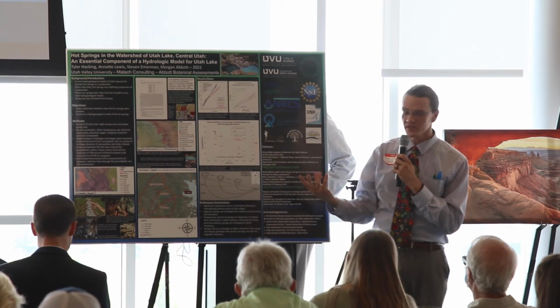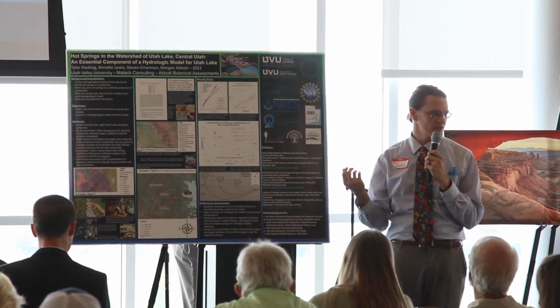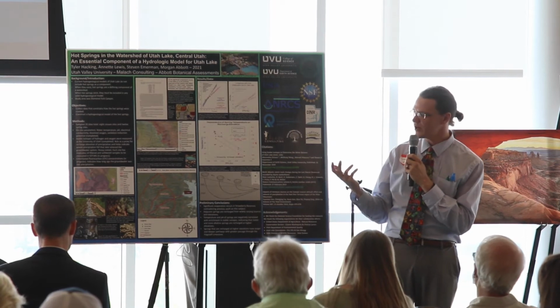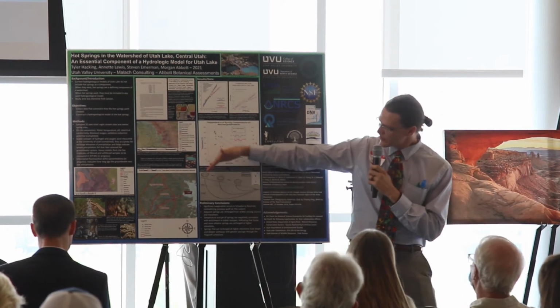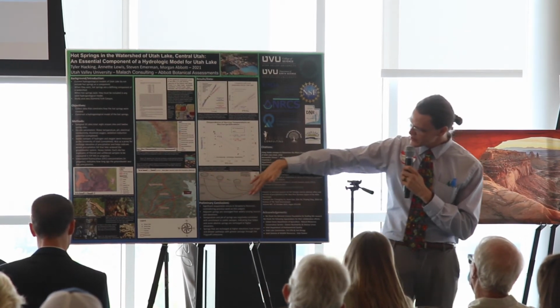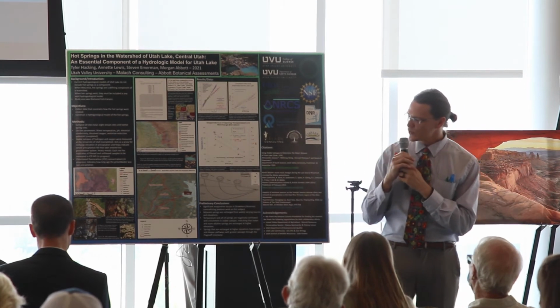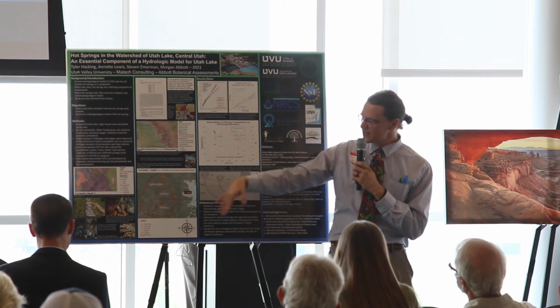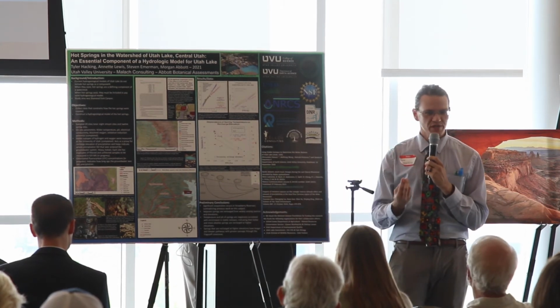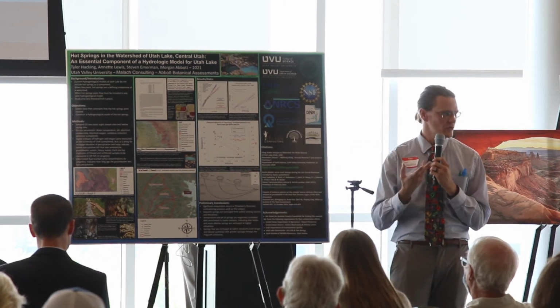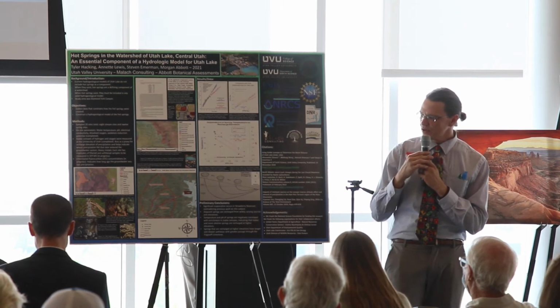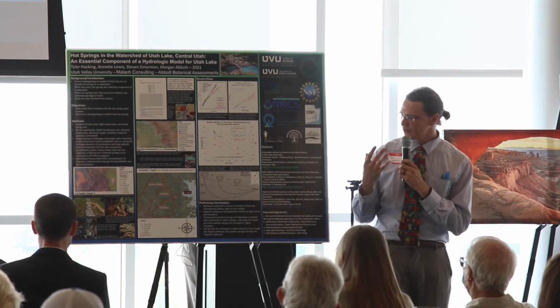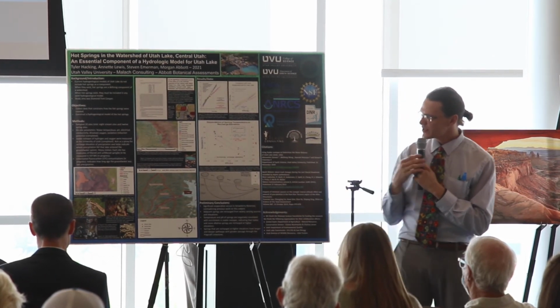These isotopes, we can track them. They're called stable isotopes. The ones we focused on were deuterium and oxygen-18. They go through the ground, through these sedimentary layers, and they come out. So we went through the canyon and collected samples from different springs and streams, hot springs and cold springs, and we compiled that data and compared it against other data.